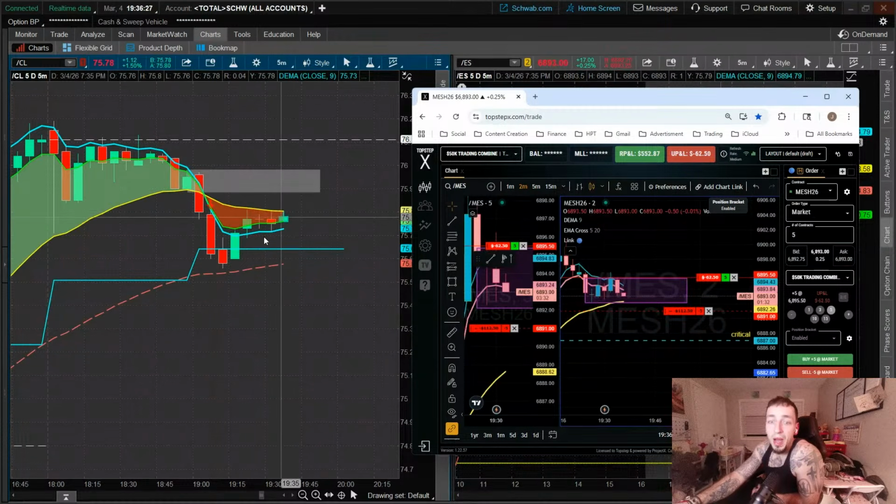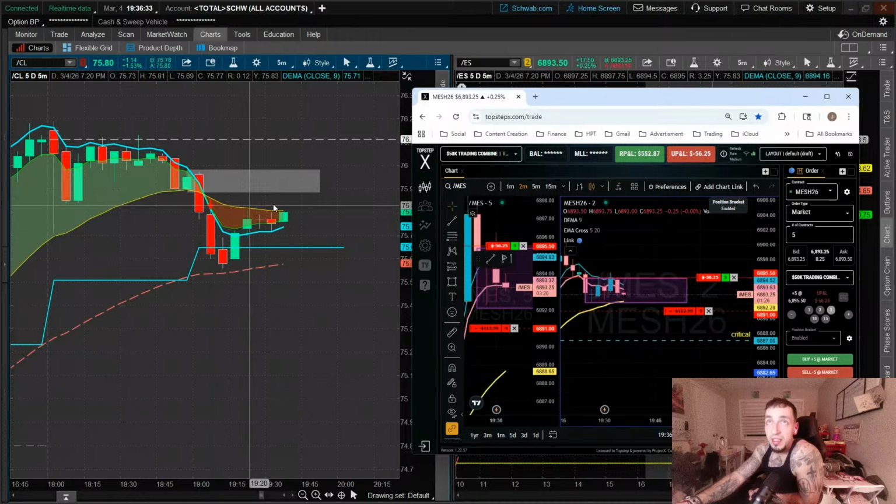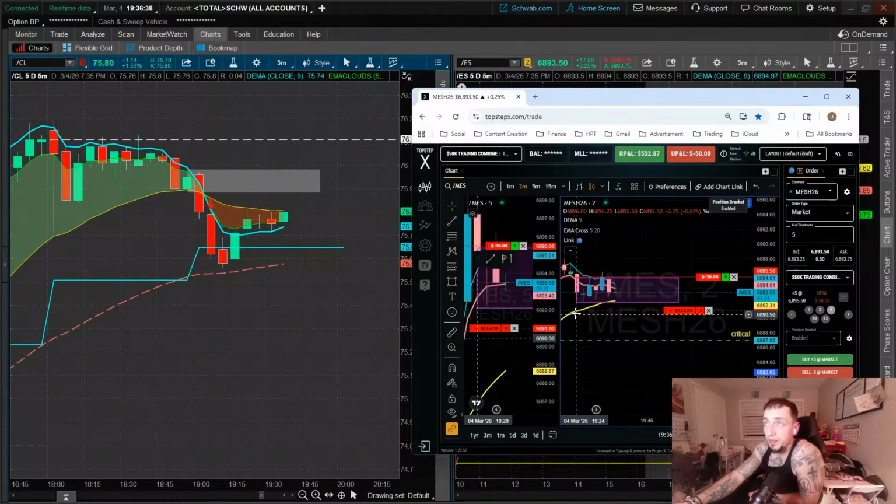But buyers got to hold, or they got to take back that 20. Buyers got to take that 20 right here on oil if they want it. ES, I'm just looking for this zone to hold. I want to see buyers hold this.